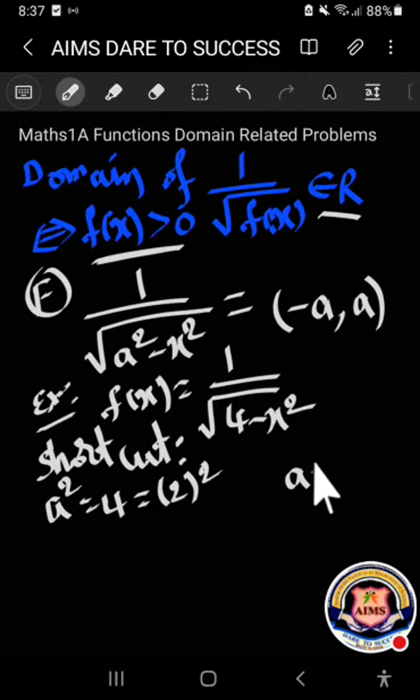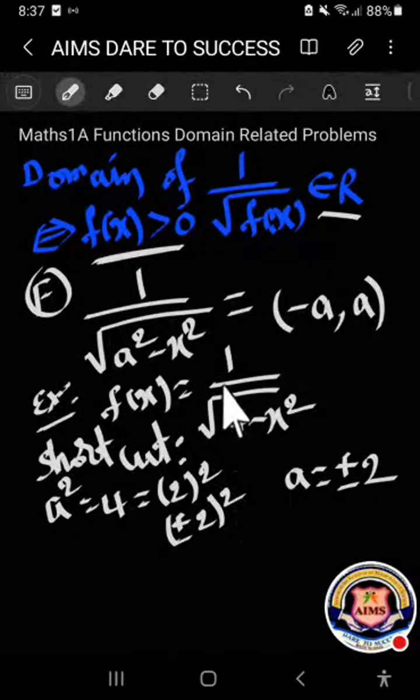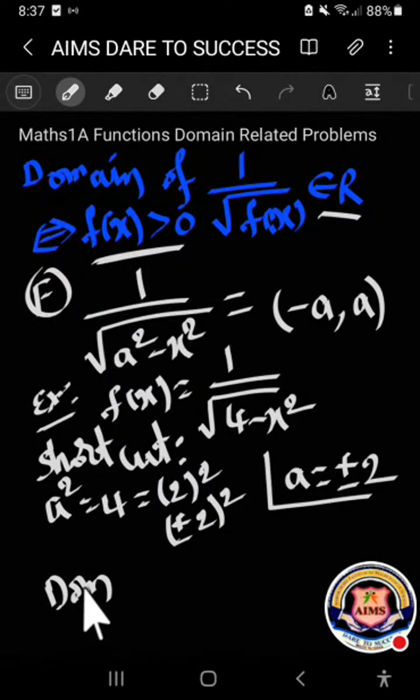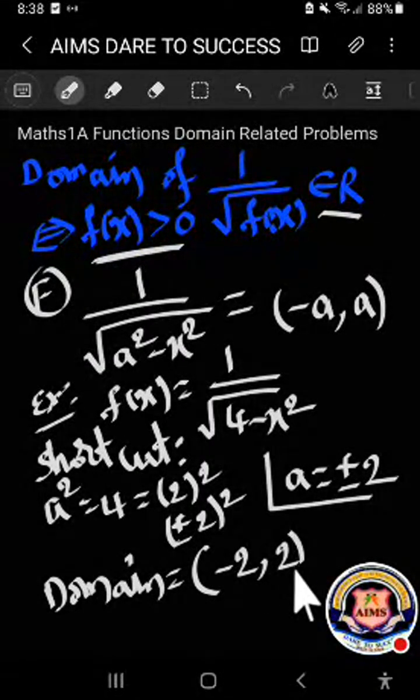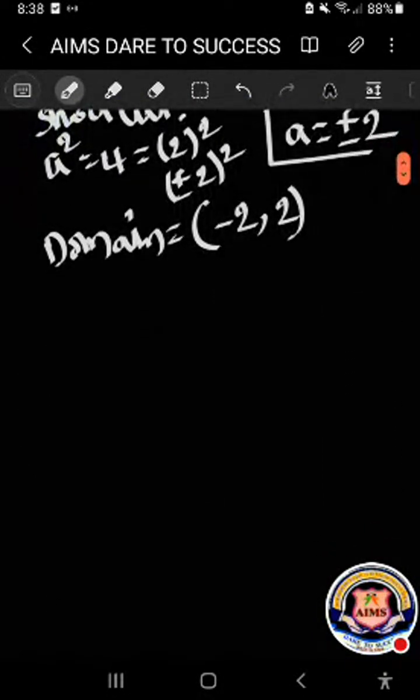So we will get a is equal to plus 2 whole square is 4 and minus 2 whole square is also 4. Generally a is equal to 2, but here for domain you will get 2 values. So that's why I am taking a is equal to plus or minus 2. Now we can write domain is equal to, what is our concept, open interval minus a, that is negative symbol, minus 2 comma positive symbol 2. Okay, so this is our shortcut method.